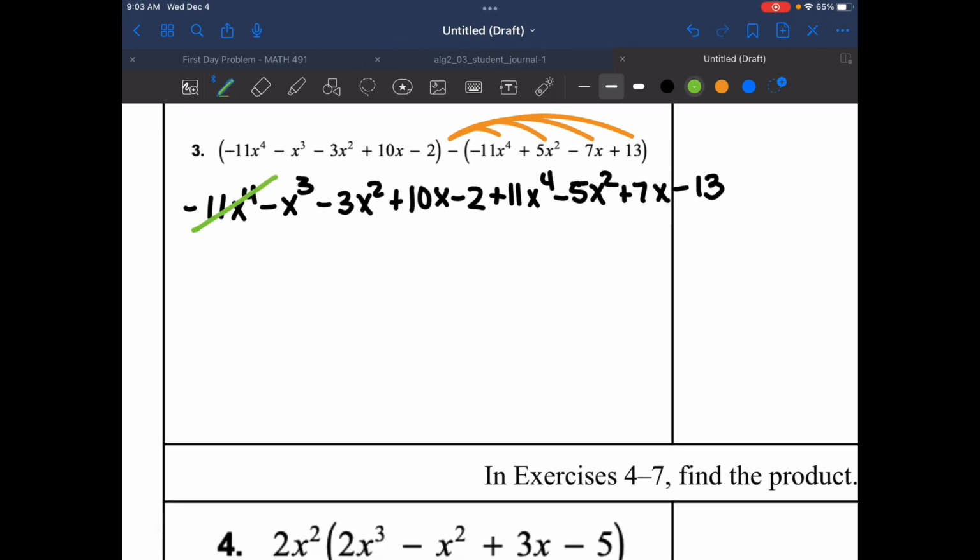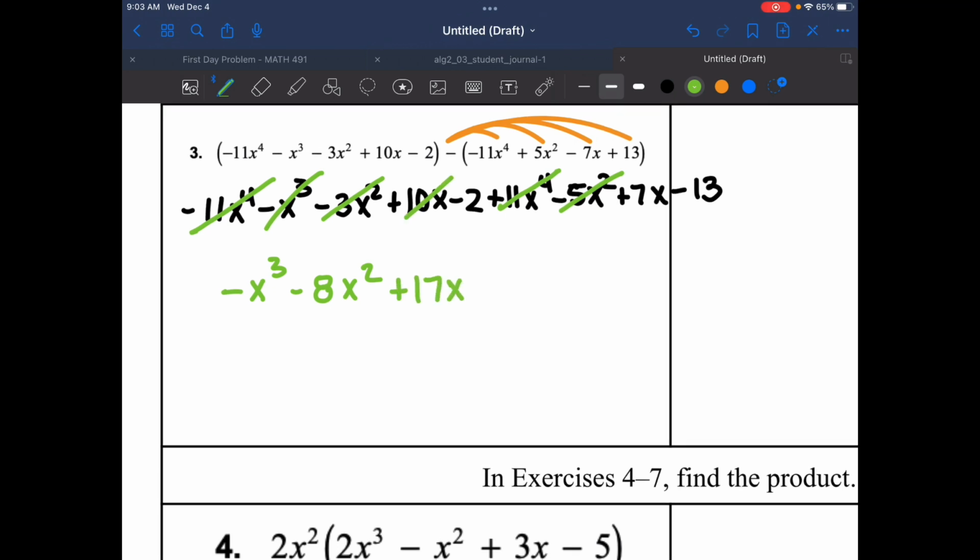So I see -11x to the 4th and positive 11x to the 4th, so those go away. Then I see -x to the 3rd. I don't see anything else, so I'm just going to rewrite it down here. Okay. I see -3x squared and -5x squared. That's going to be -8x squared. Okay. I see 10x and 7x. That's going to be 17x. And then I see -2 and -13, which add to be -15.